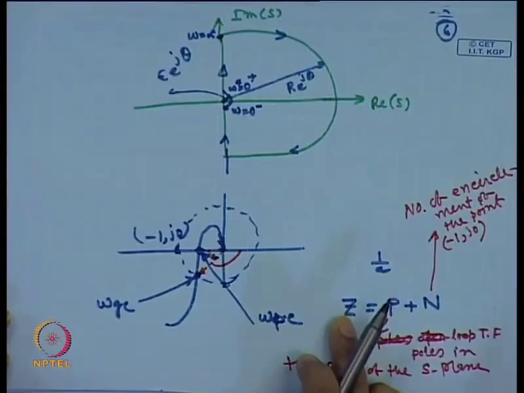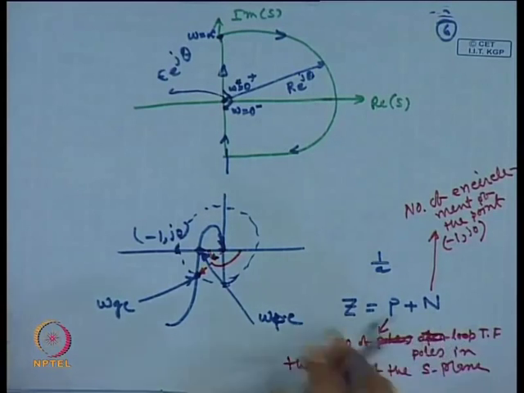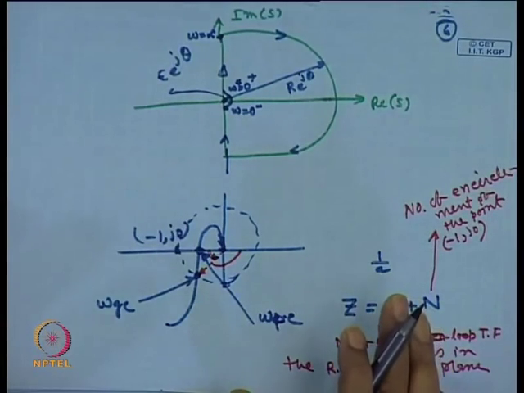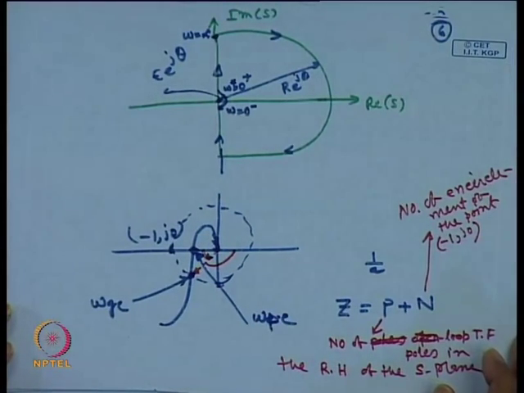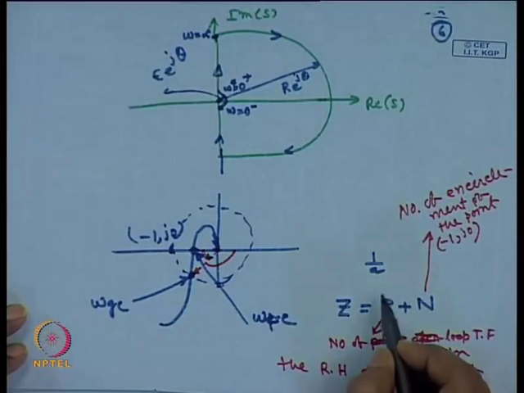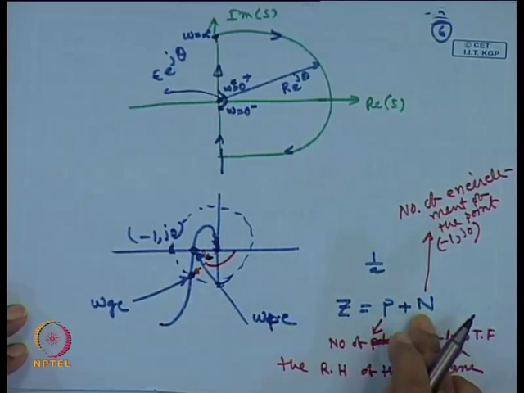So Z is equal to 0. That means no closed loop poles of the system lie in the right half of the S plane. That means the system is stable. Suppose the open loop system is unstable, and there are two open loop poles in the right half of the S plane. So P value is 2. So in order for the system to be stable, N must be 2.